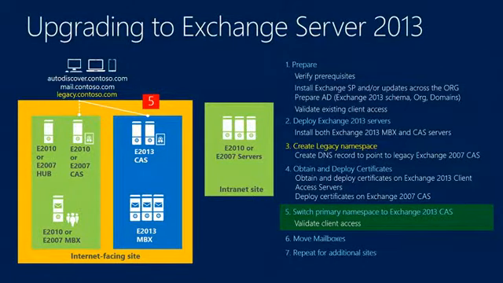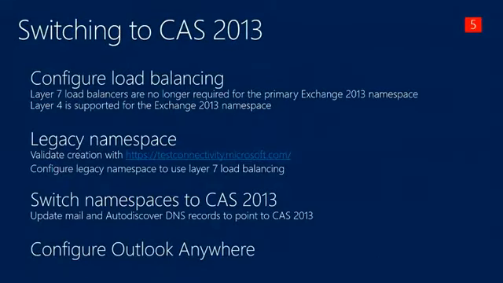All right, the next step is switching that primary namespace, and that's going to involve, obviously, configuring load balancing. So you'll have, in the case of 2010, for example, you'll still have your layer 7 load balancer in front of your 2010 infrastructure, and then you'll have a new load balancer in front of your 2013 infrastructure. And that can be a layer 7, or it can be a layer 4 load balancer. Either way, you will need some form of load balancer in there so that we can distribute the load across the CAS servers. That, by the way, is another significant architectural change between 2010 and 2013.